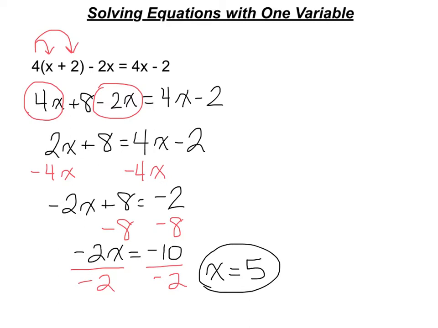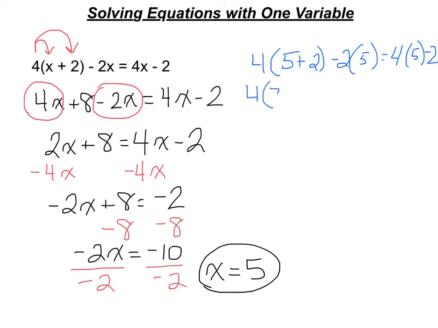Now, to make sure that we are correct, we want to go back to the original equation and substitute that value of 5 into it. Remember to follow the order of operations. So the first thing we want to do is get rid of any parentheses. You're adding 5 and 2, so you would have 4 times 7 minus 2 times 5 is equal to 4 times 5 minus 2. We can now go through and multiply all the way across.